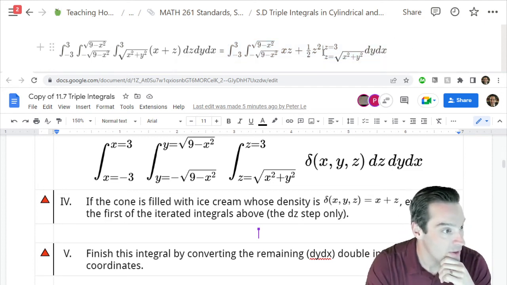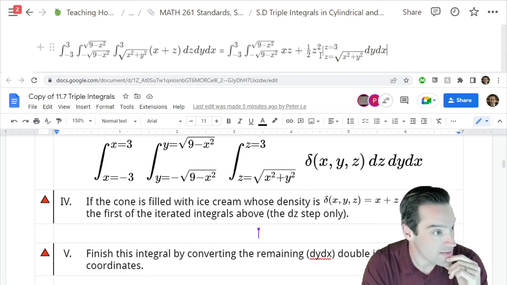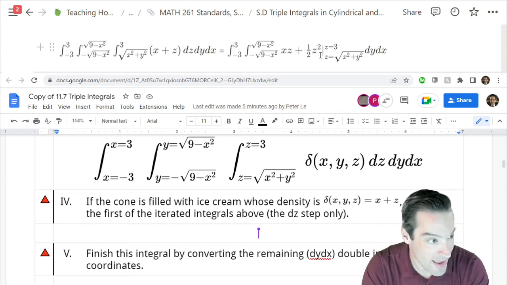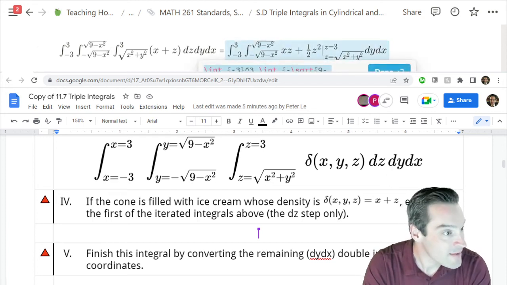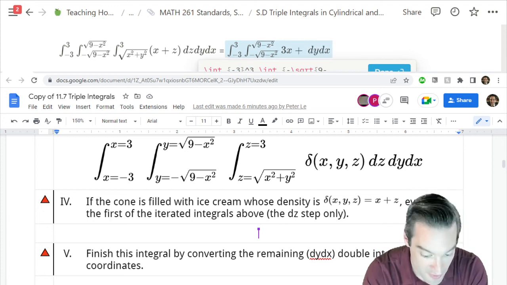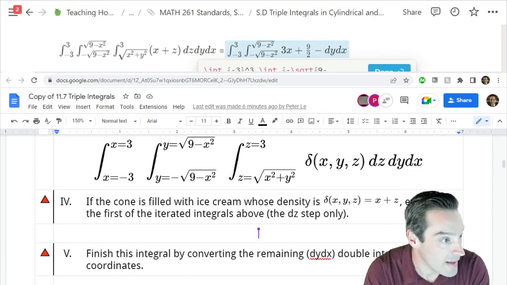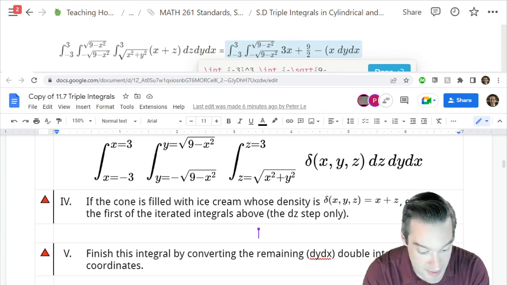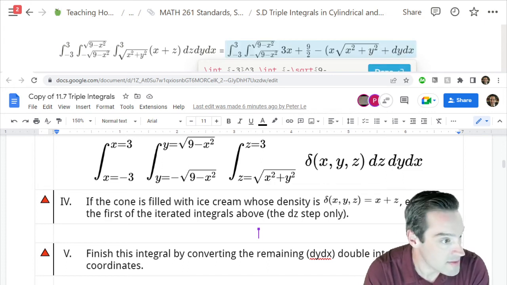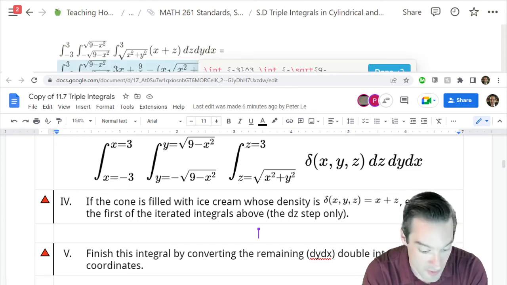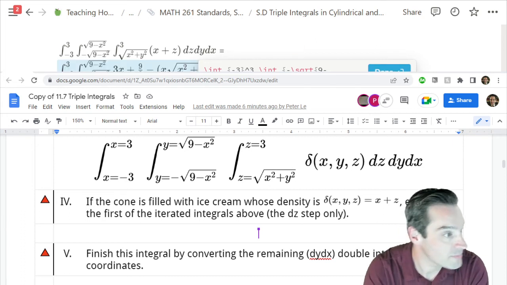And so when I do that evaluation at z equals 3, I get 3x plus 9 halves. And when I do that evaluation at z equals the square root of x squared plus y squared, I get x times the square root of x squared plus y squared plus half of the quantity x squared plus y squared. So this ends up being a little bit nasty. So that, 3x plus 9 halves, and then minus x square root of x squared plus y squared plus 1/2 of the quantity x squared plus y squared, because we get z squared and then evaluate that at the square root. Oof.